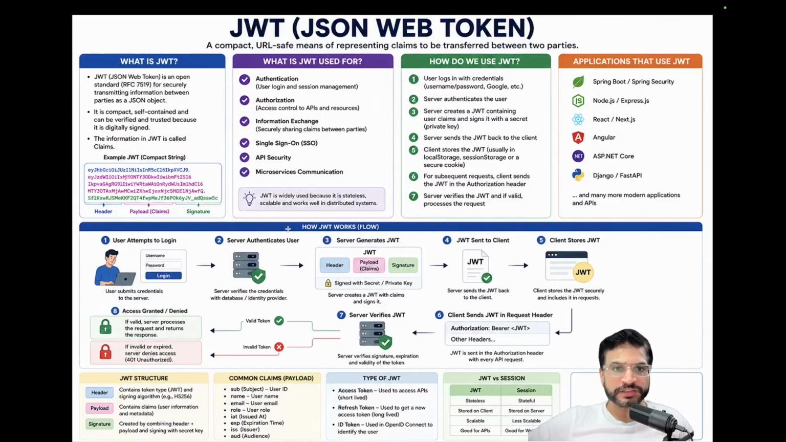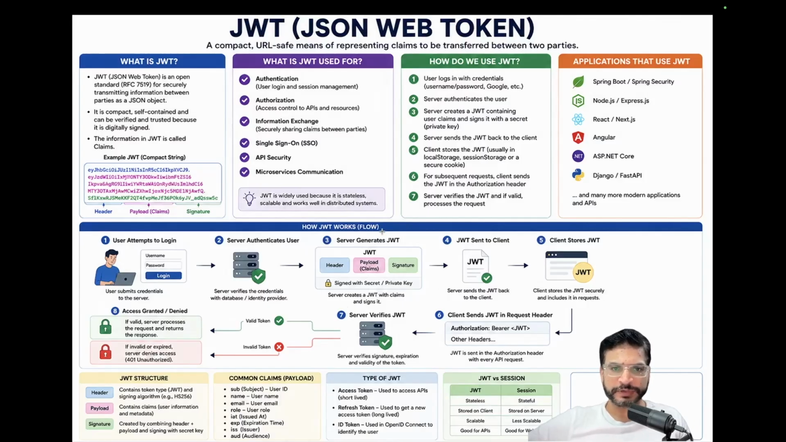So how does it actually work? Let's say a user attempts to log in with a username and password. The server authenticates the user, verifies the credentials, and then generates the JWT token. That token contains the header, payload, and signature. The payload claims are the user's information. So that is a complete token.